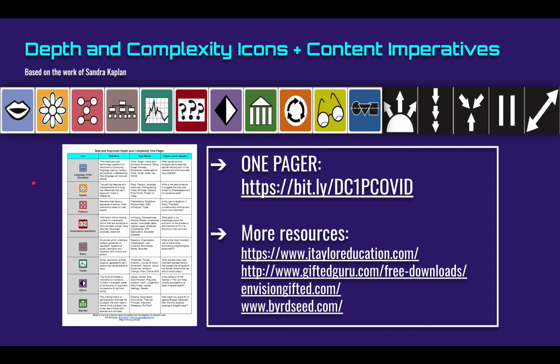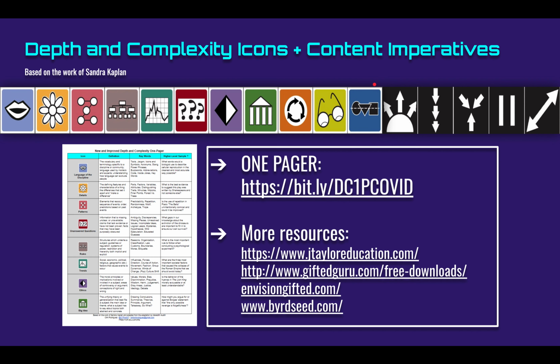The next thing that we're going to move into are the depth and complexity icons. If you've been around gifted education at all, you've probably seen these before. Over here, the more colorful ones, you've got the lips are language of the discipline, the flower details, this little Z thing here is going to be patterns, basically an org chart is rules, trends, unanswered questions. My favorite icon, ethics, big idea, this Parthenon looking thing, this sort of recycle looking thing, change over time. Multiple perspectives, another one of my favorite icons, and then across the disciplines.